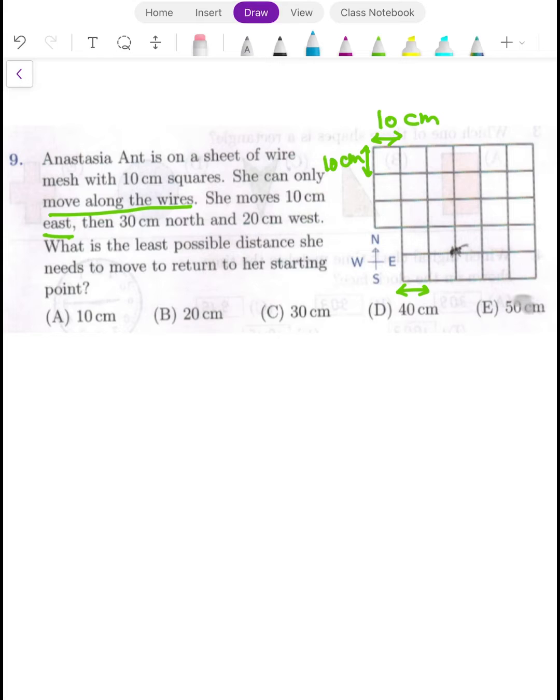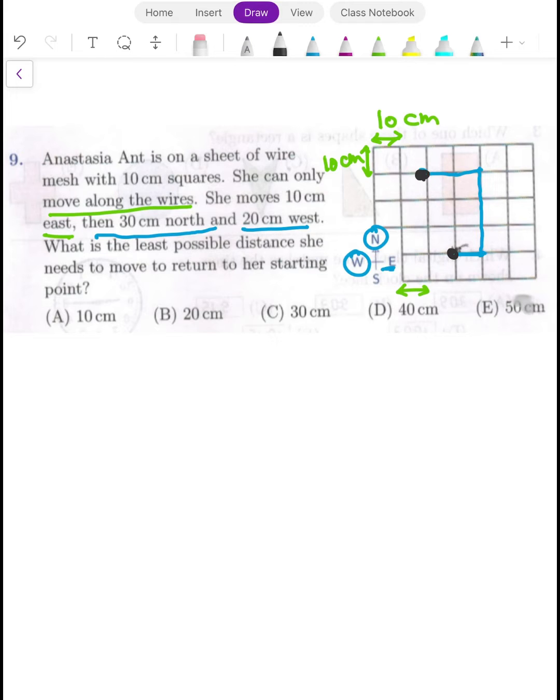Now let's track the path. So from here she goes 10 centimeters east. So she goes here, and then 30 centimeters north. North is here, so she has to go up first from here. 10, 20, 30, and then 20 centimeters west. West is on the left side, so 20 is here. So she ends up here. Let me mark it. So she starts from here and ends here.